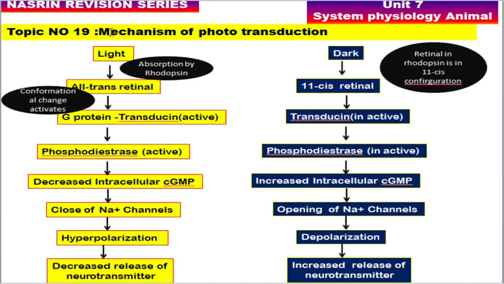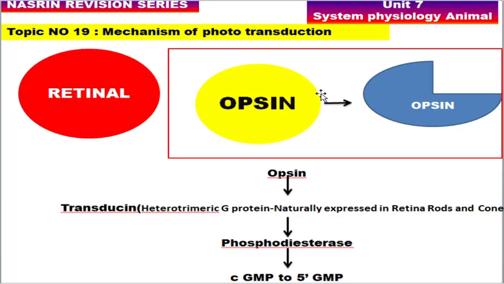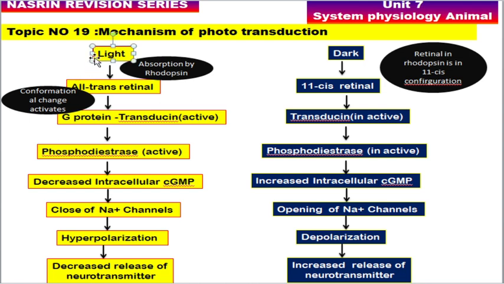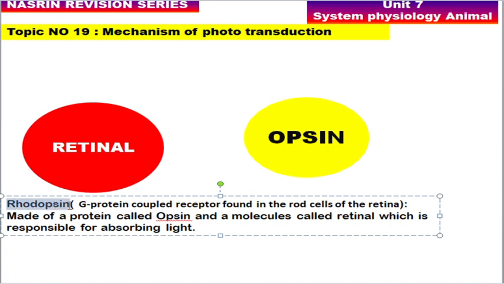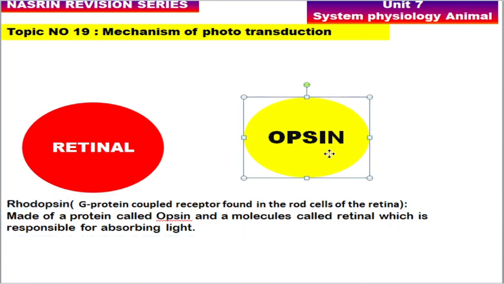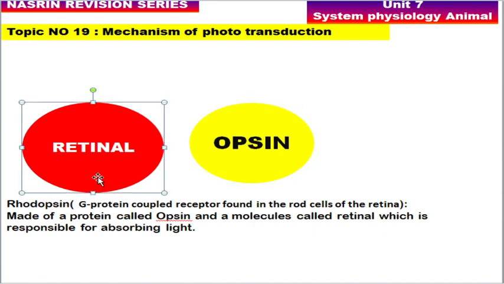Next is the important process for which at least one question is asked every time, the mechanism of phototransduction. First I will explain the mechanism in light, and then we will explain it in detail. So first understand this particular concept. Rhodopsin is a G protein coupled receptor which is found on the rod cells of the retina. Rhodopsin is made up of two parts, one is the retinal and another one is the opsin protein. Both are involved in capturing the light and converting the light into an electrical signal. So this is the main mechanism.